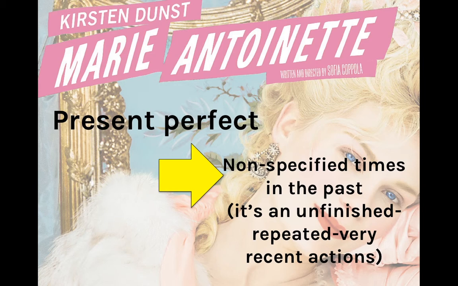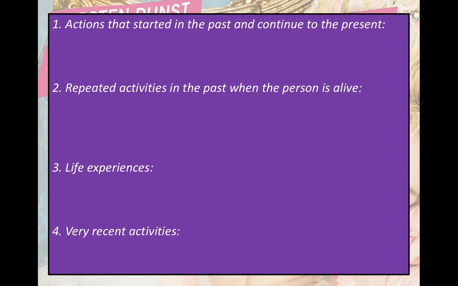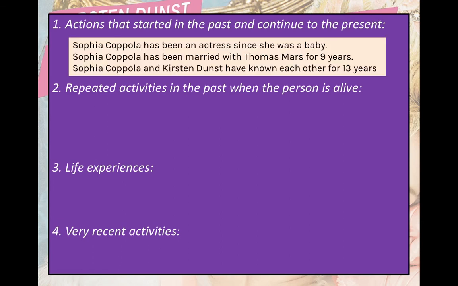Do you remember what are the 4 types of actions that are related to the present perfect? Well, remember that we have actions that started in the past and continue to the present, repeated activities in the past when the person is alive, life experiences, and very recent activities. Let's see some examples of actions in the present perfect with the life of Sofia Coppola. Let's go with the first type of sentences for the present perfect.